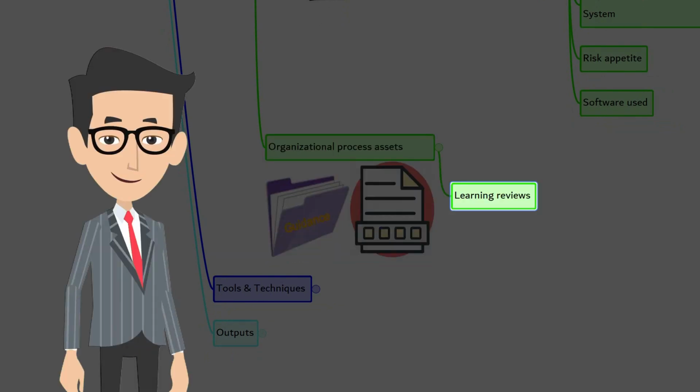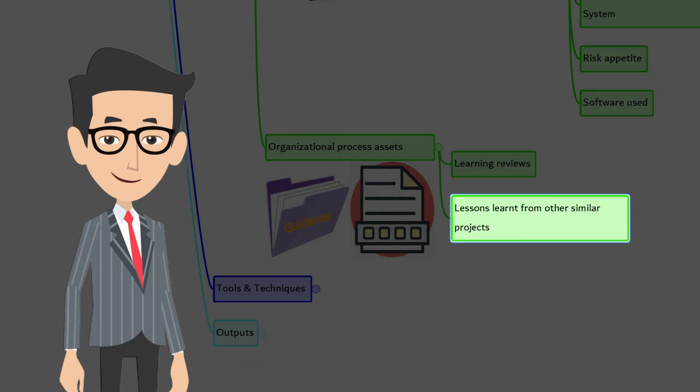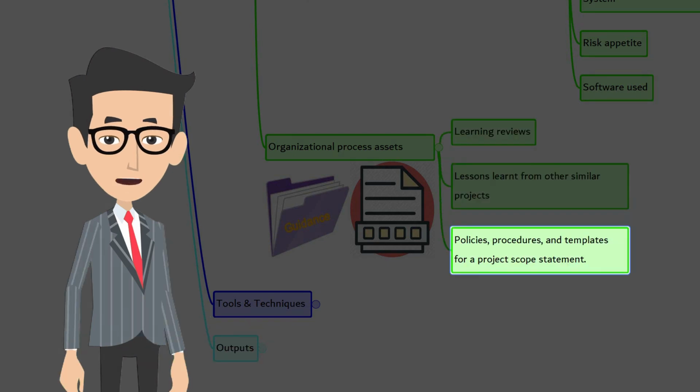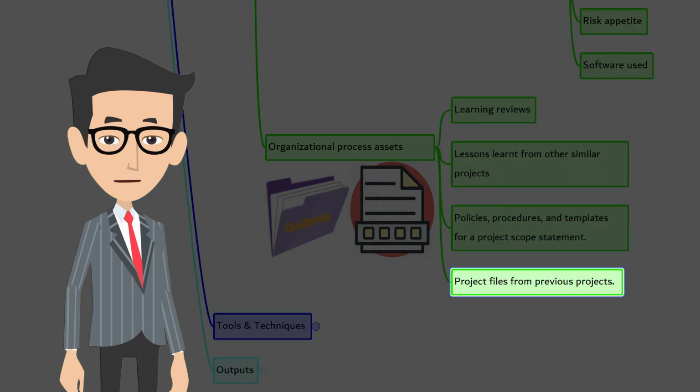Learning reviews. It includes learning reviews before, during, and after project and project phases. For example, identifying, capturing, and sharing lessons learned from the current project and other projects, lessons learned repositories from similar projects, policies, procedures, and templates for a project scope statement, project files from previous projects.